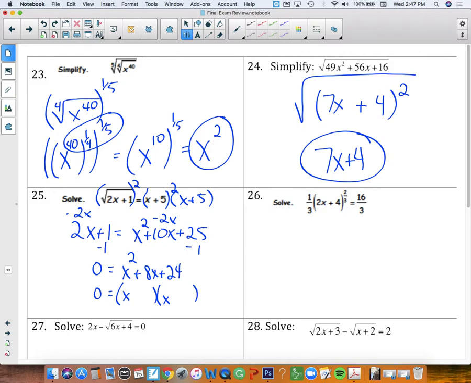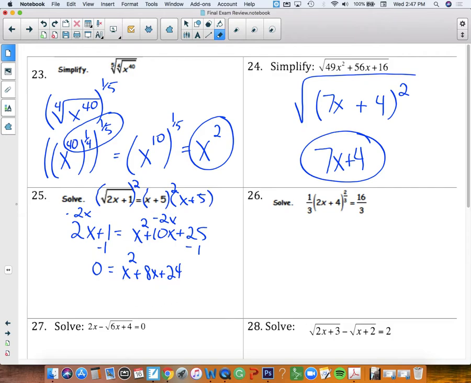Let's check the answer key here. All right, so let's see. We are on number 25. So that one doesn't factor. Yeah, that's what I was thinking. So that means you got to use quadratic formula.